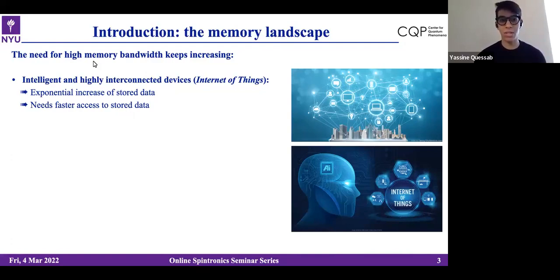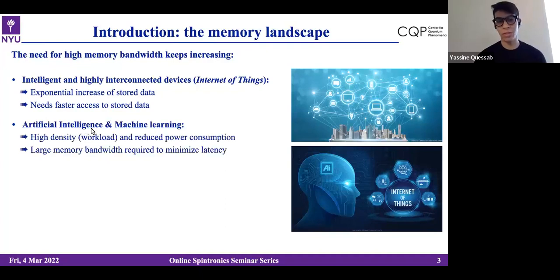And that really stresses the need for greater memory bandwidth devices, especially with the development of artificial intelligence and machine learning technologies. So the training process with AI algorithms generates a lot of data that is written and read many, many times. And so as a result, the memory device has a tremendous workload and it consumes a lot of power. So for an efficient AI device, it is necessary to have a memory device with a large density of storage and a reduced power consumption. And the other aspect of it is that the AI device needs to take the decision really fast. Think about a self-driving car. And so that is why large memory bandwidth to minimize latency is important.